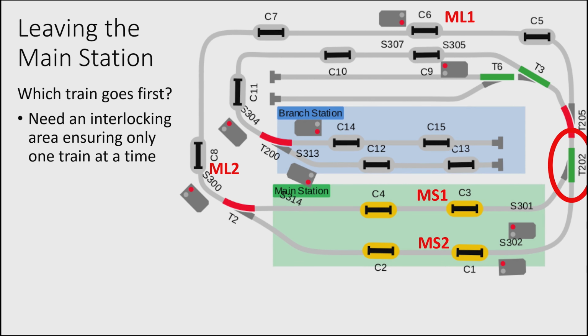Now let's look at leaving the main station. So as we talked about before, one of the crucial points here is which train goes first, and how do we make sure that they do not collide over here after the train station at the turnout T202. So basically we need some kind of interlocking to ensure that only one train at a time will go through this area, because in truth it's not only this turnout 202, it's also turnout 205. So basically we need an interlocking area over here. How do we do that?